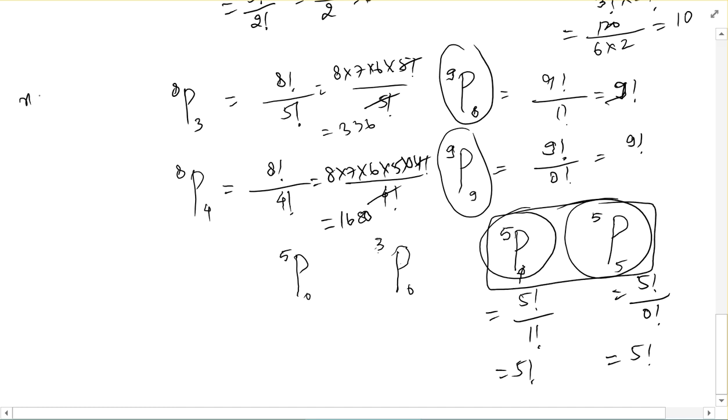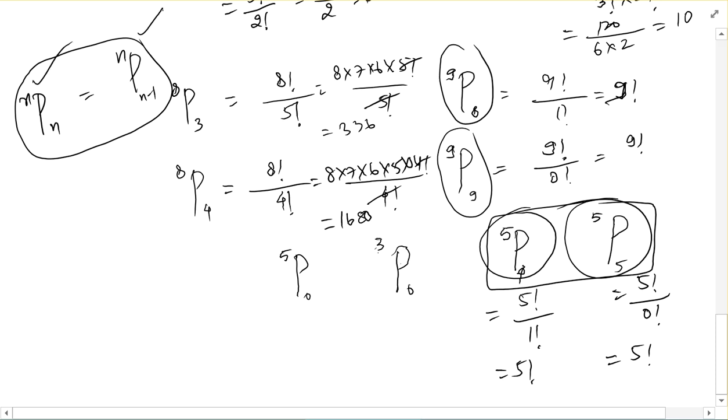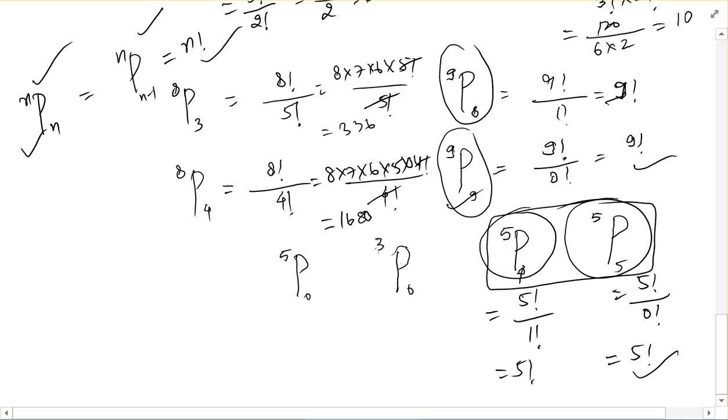Okay, so we can say nPn and nP(n minus 1), these two are always equal. So 9p8 and 9p9, 6p5 and 6p6, 11p10 and 11p11, these will be equal. Okay, and we can also say that this is always equal to n factorial, because nPn is n factorial. See, 9p9 is 9 factorial, 5p5 is 5 factorial. So if both of these are same, then both of these equal n factorial. Okay.